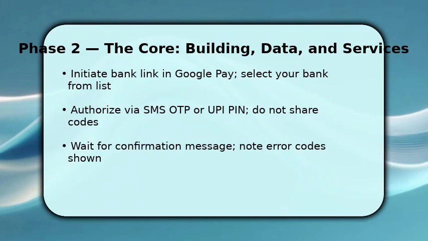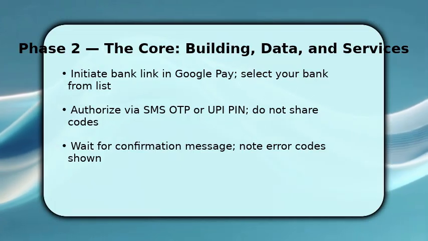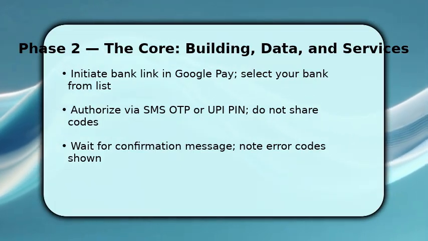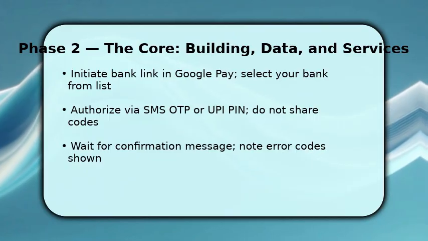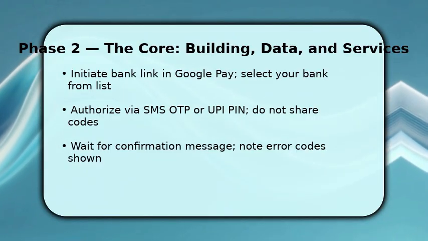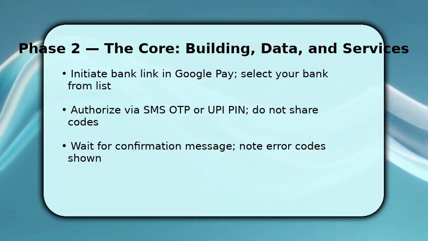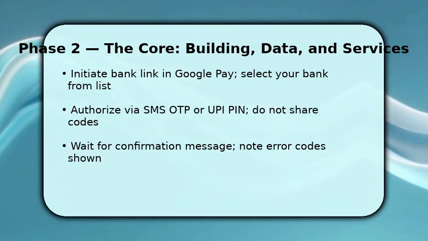Now, you initiate linking inside Google Pay and pick your bank from the list to avoid manual entry mismatches. When prompted, authorize with the SMS OTP or UPI PIN. This confirms bank-side consent, and you must never share those codes.